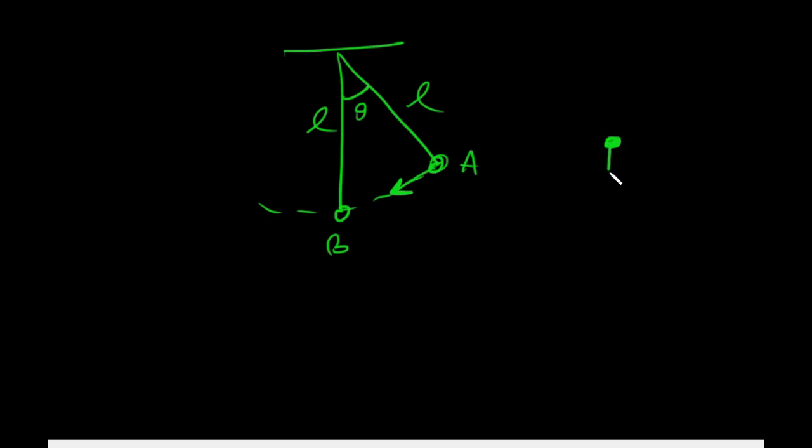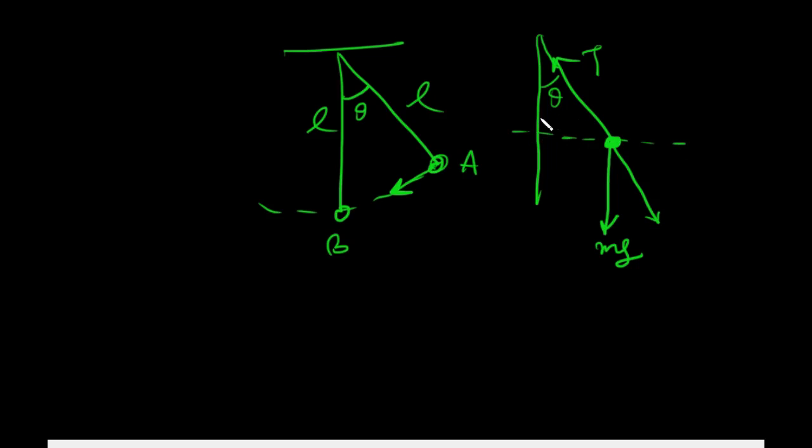First, let me tell you this. Forces on A are mg and the tension, right? Tension is being balanced by the component of gravity. Since this is theta, if we take a parallel line, this is 90, this is 90 minus theta, and this should be theta, since parallel lines and these are alternate angles. The component of mg towards this line should be mg cos theta, and perpendicular to this line should be mg sin theta.